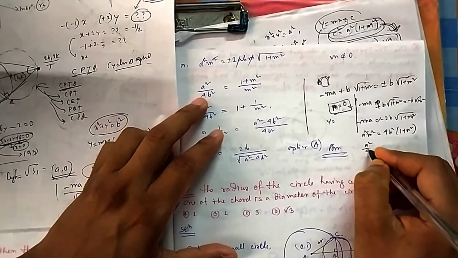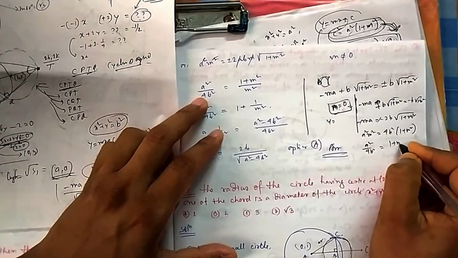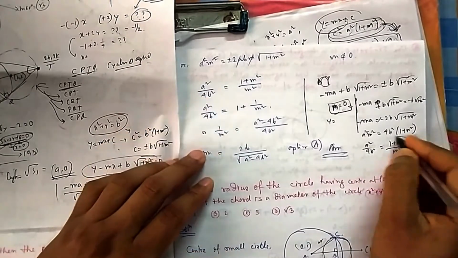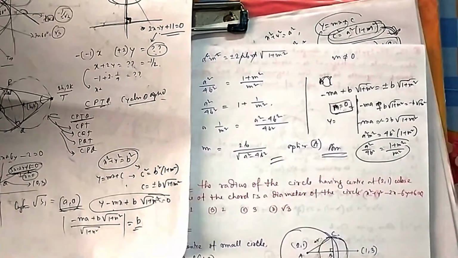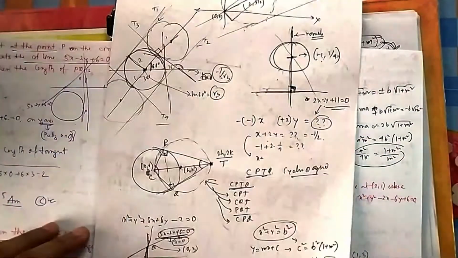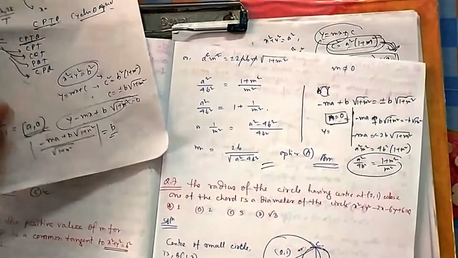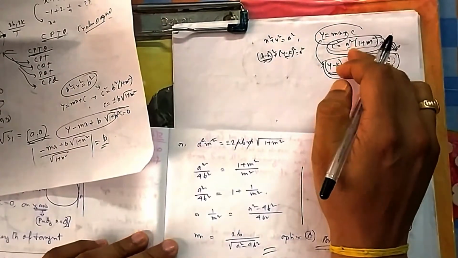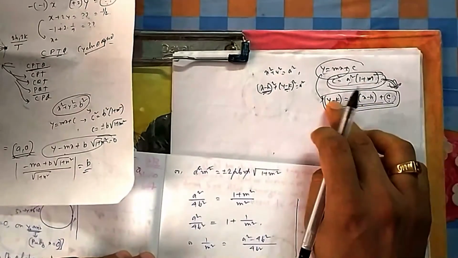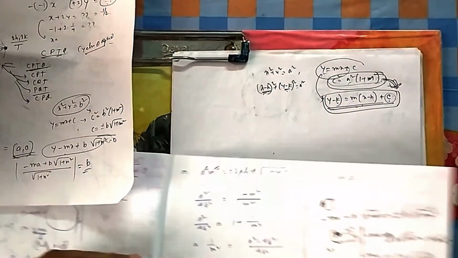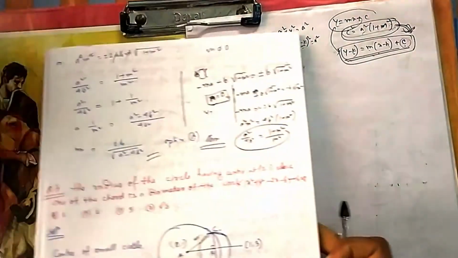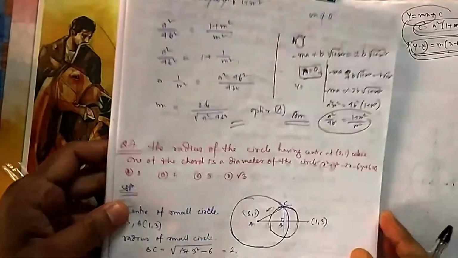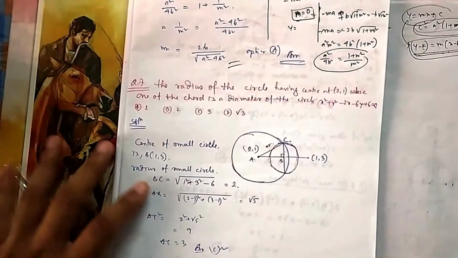So ultimately you will get the same thing. You see, a square by 4b square is equal to 1 plus m square by m square. So you will get the same thing here. Ultimately you will get the same answer. So you can go both ways. So if you want to use this formula, the original formula that you have learned for the condition of tangency, you need to do this modification in place of x and y. Or you can use the normal theorem, that is, from the center the distance should be equal to the radius. That is general, that is the standard for every case.